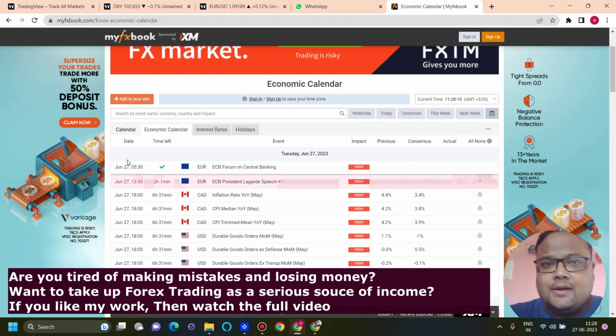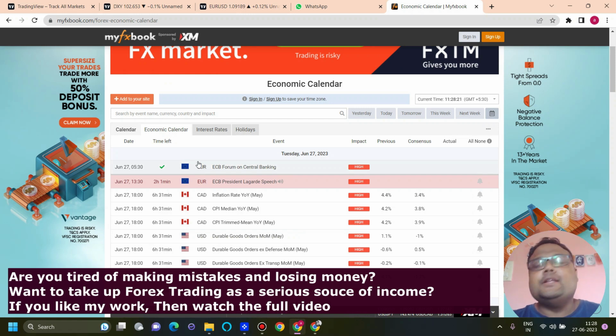Okay, do not fight against the fundamentals, because whenever there's a battle between fundamentals and technicals, technicals usually lose. So you need to understand how to manage fundamentals and technicals together.